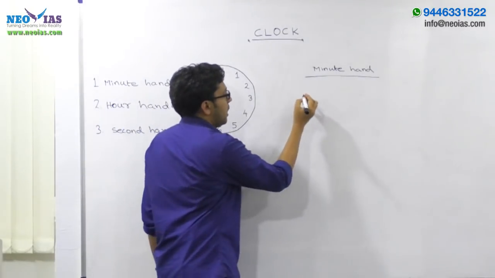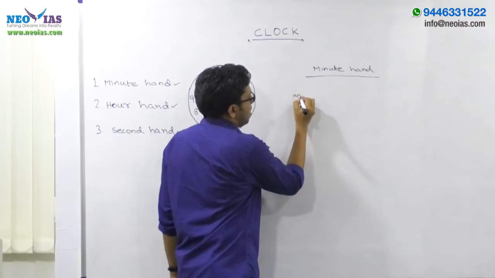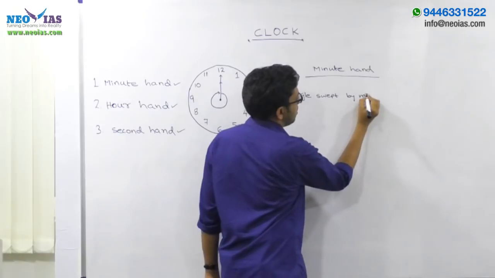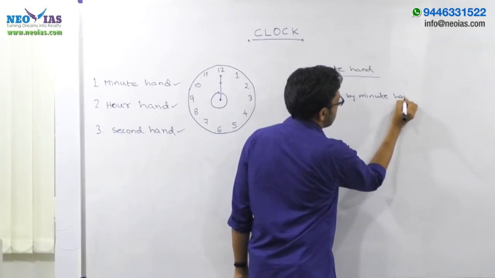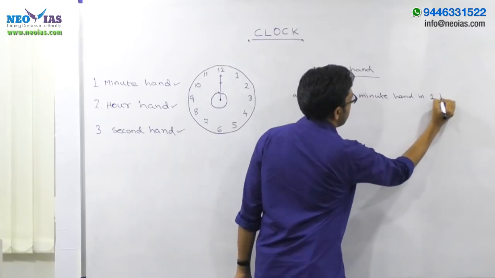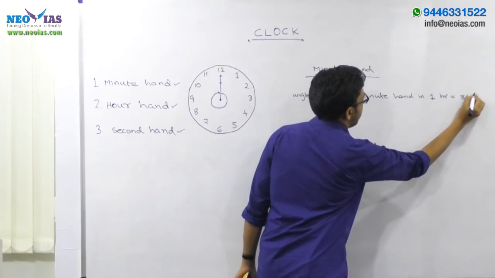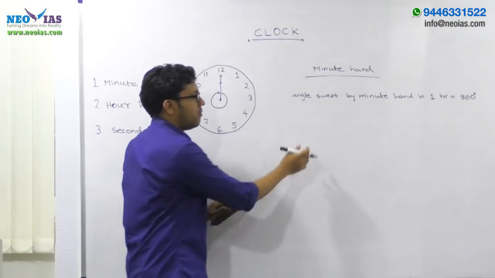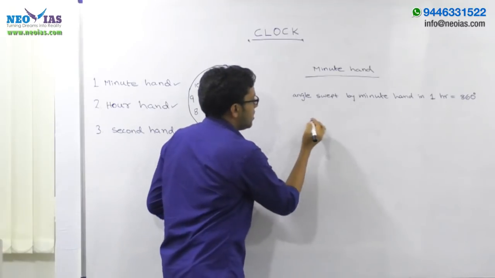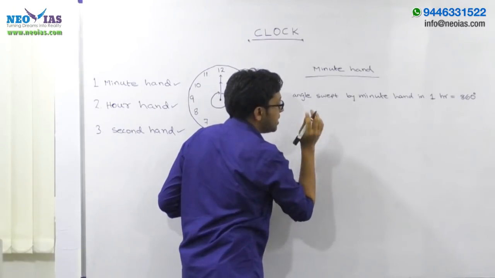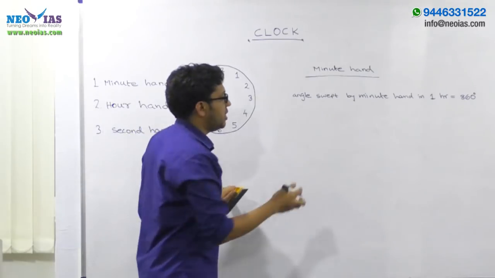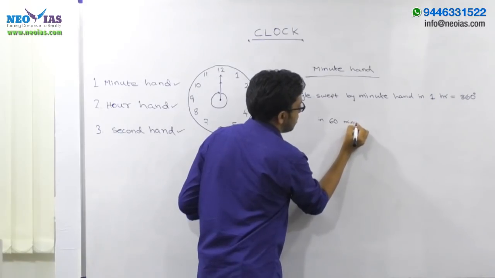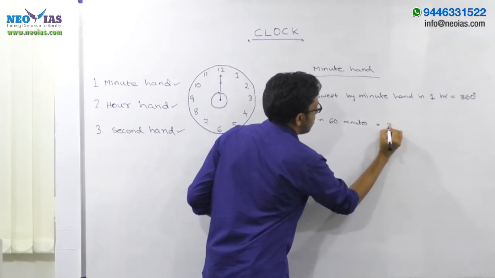We need to find out the angle swept by minute hand in 1 minute. The angle swept by minute hand in 1 hour is equal to 360 degrees. Okay, we can convert from this. That is, in 60 minutes the angle swept by minute hand will be 360 degrees.